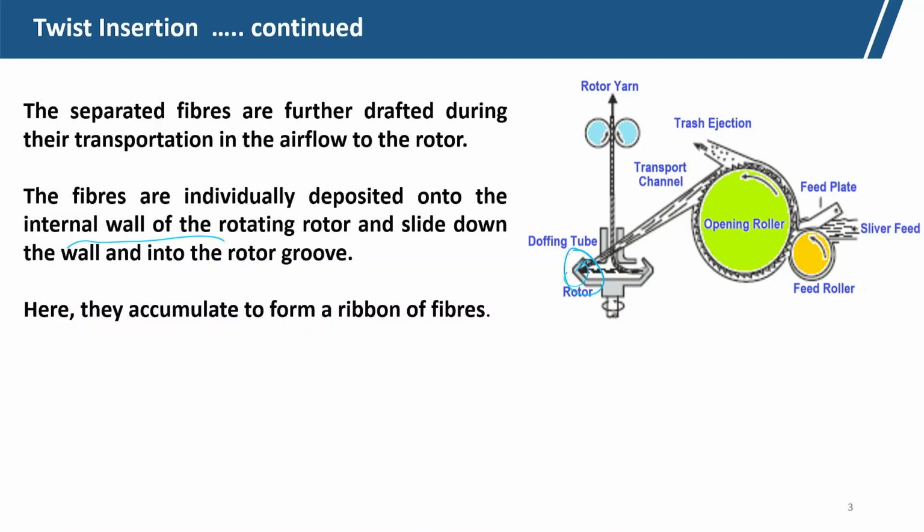Here they accumulate in the form of a fiber ribbon. Suppose this is the rotor groove. Fibers land here at the wall and then slide inside the rotor groove, and as a number of fibers are landing, they will form fiber ribbons.